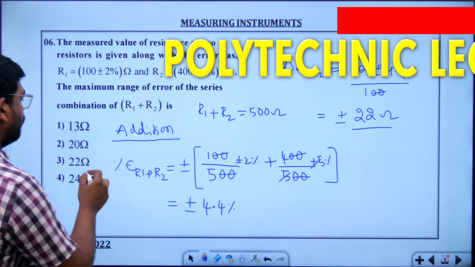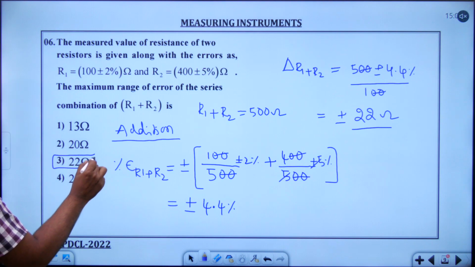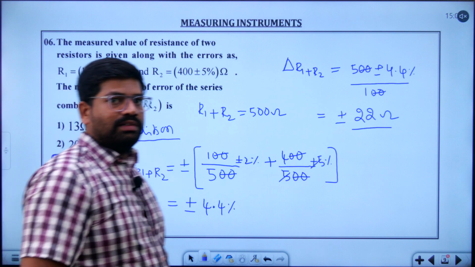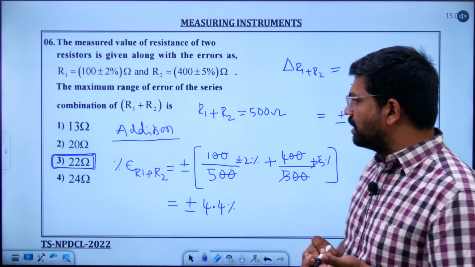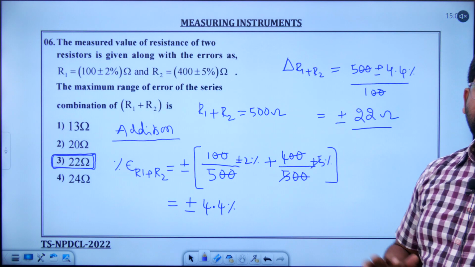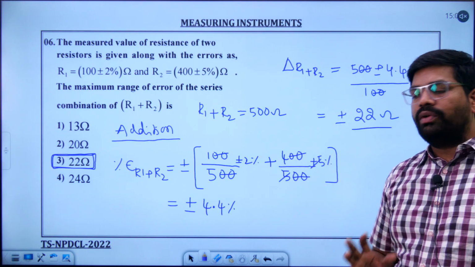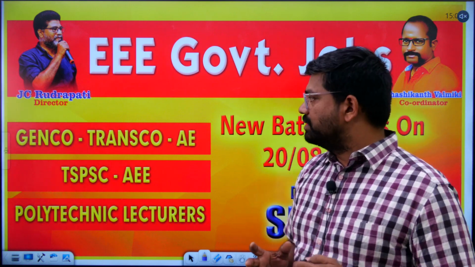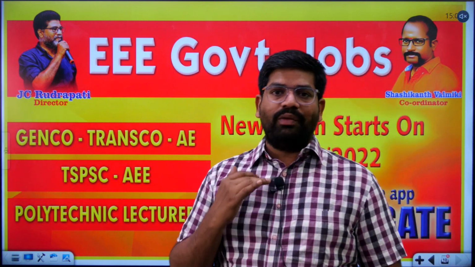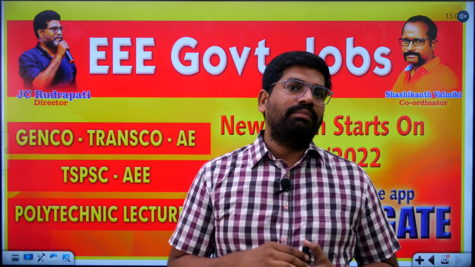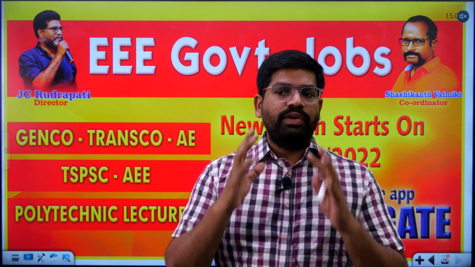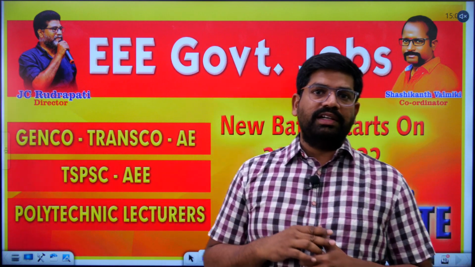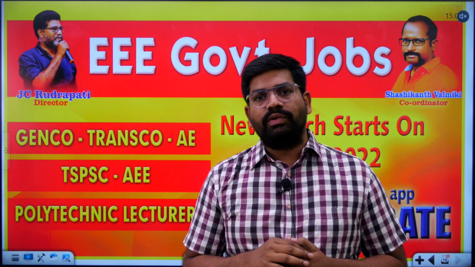So which option is correct for us? 22 ohms is the right answer for this. Simple relation. So you can save a lot of time when you just apply this relation. Right or not? So here 1-2 questions are tricky, but really easy questions when you just cover the basic syllabus. When you memorize the simple relations in respect to instruments, easily you can score the marks from this.